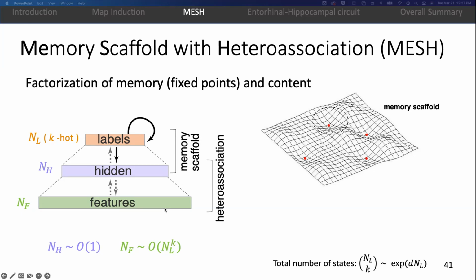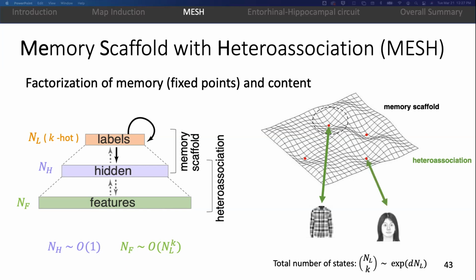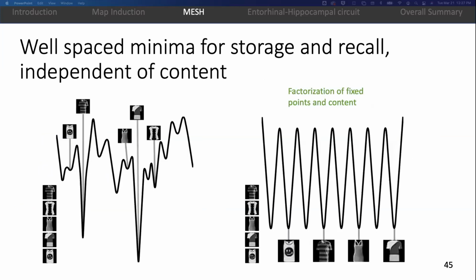So for instance, if I wanted to remember my dad's favorite shirt, I would tag them to one of the attractor states on this manifold. And similarly, if I wanted to remember someone I met at a conference, I would take another fixed point and tag this memory to that fixed point, and so on and so forth. So what does this lead to?